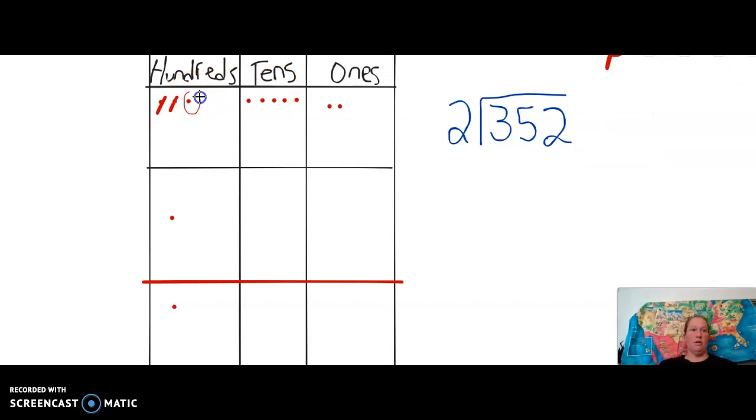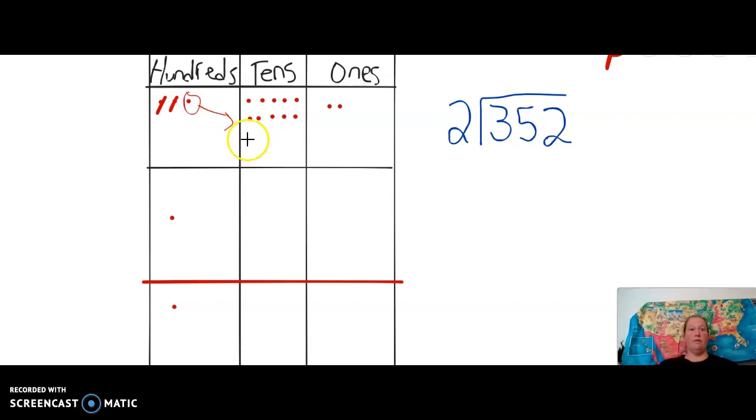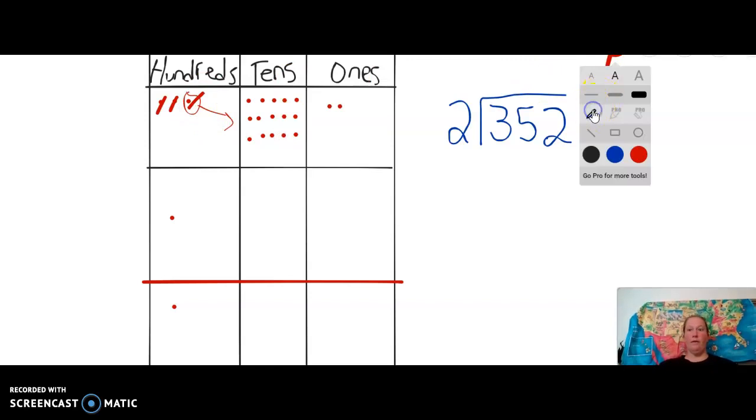This 100 is the same thing as how many tens? Does anyone know? 10 tens. Good. So we're going to bring over 1, 2, 3, 4, 5, 6, 7, 8, 9, 10. And don't forget to cross it off. Okay, so I'm going to kind of go back and forth now and show you. So 2 goes into the how many hundreds? 1 time.